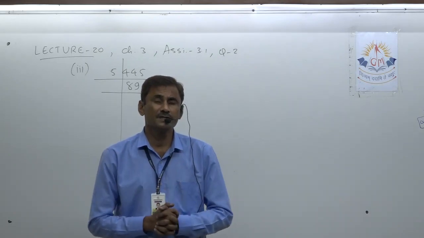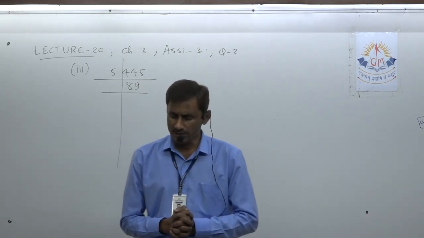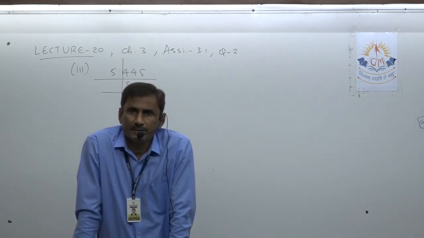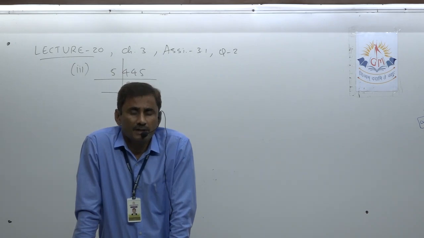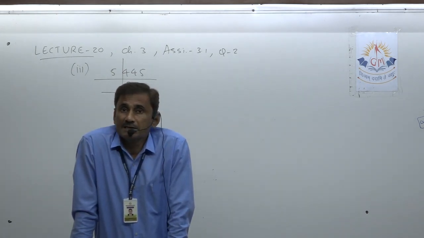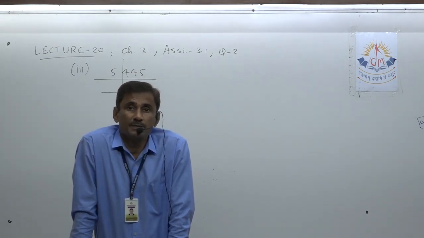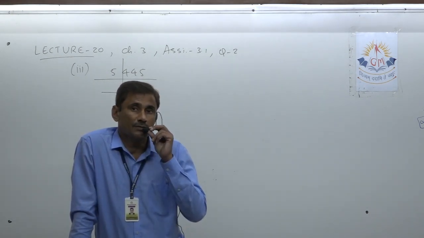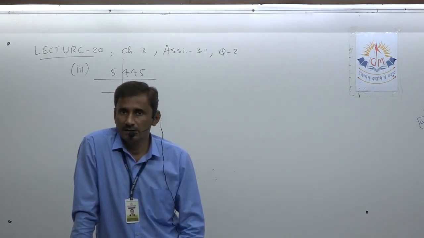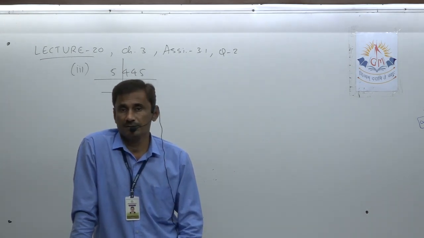Some properties we discussed here: the square of an odd number is always odd. The square of an even number is always even. The last digit of any perfect square number cannot be 2, 3, 7, 8. Okay, the last digit cannot be 2, 3, 7, 8.